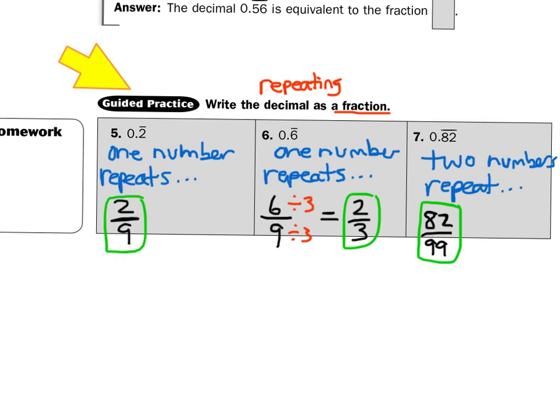Look at number 6. I see one number repeating, so I put 1 9 down in the bottom, and then I just put the 6 on top. So 6 over 9 I could reduce, divide both by 3, and I get 2/3. Look at number 7. I have 0.82 with a bar over both of them. Well, when I see two numbers repeat, I put two 9s. So it's 82 over 99, and that's as far as I could go.